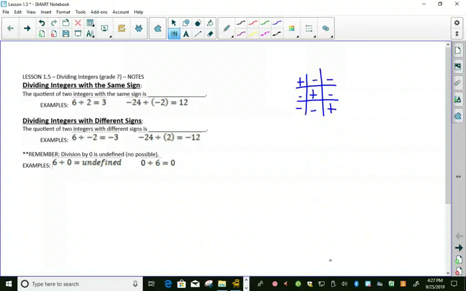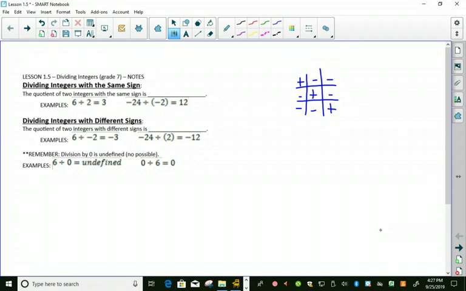So if we're taking a positive number divided by a negative, we get a negative. A negative divided by a positive is a negative. A negative divided by a negative turns into a positive. So that same idea for both multiplying and dividing will work the same, whereas for adding and subtracting, we have to have our separate rules.